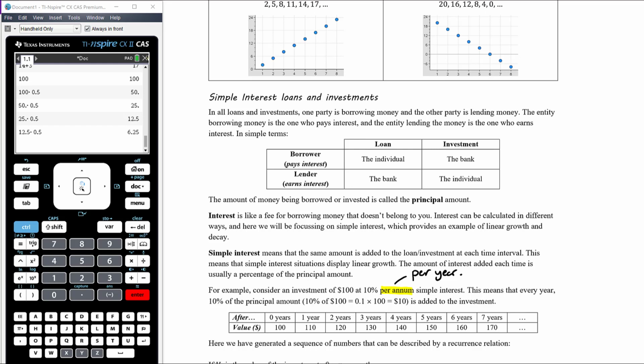Okay, so 10% of $100 is $10. So what this means is that every year $10 is added to the account. Okay, so after 0 years, that is at the beginning, the amount in the account is $100. After 1 year, it's $110. After 2 years, it's $120, etc. So $10 being added in each time.